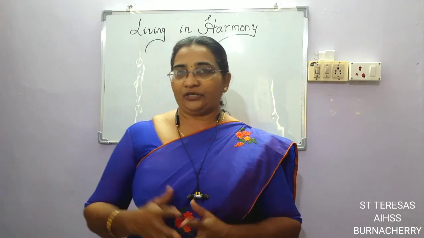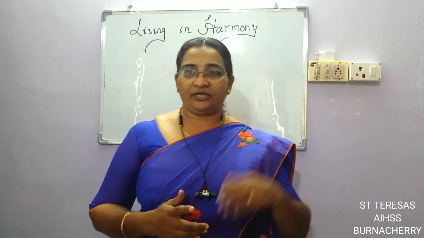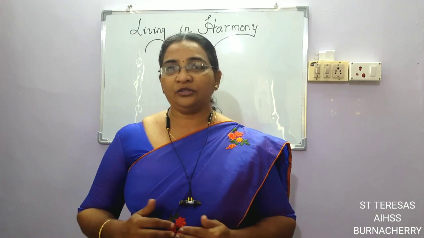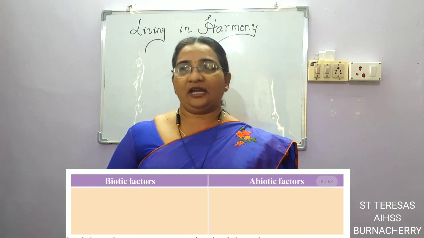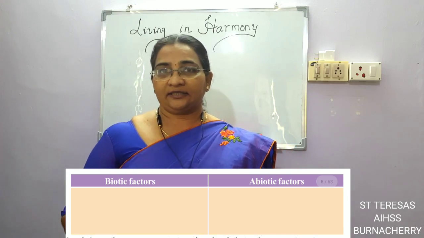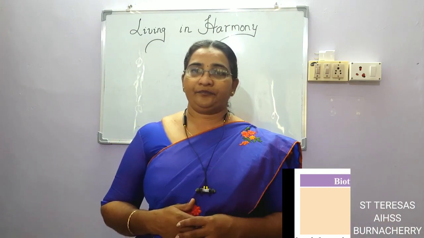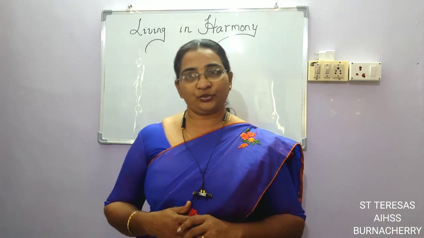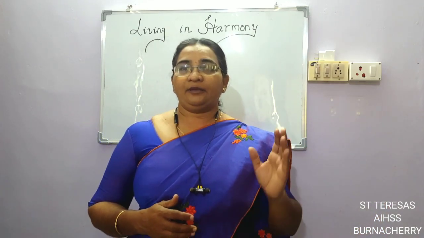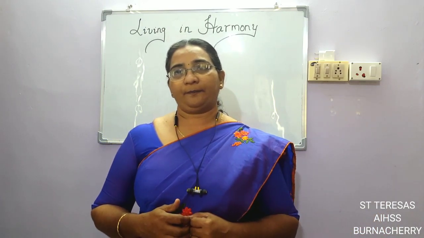So, if you take a pond or if you take an aquarium, there are biotic and abiotic factors in the pond and in the aquarium. So, now your work is to list down all the biotic and abiotic factors that are there in the aquarium and also in a pond. Okay, so that is one work you have to do. Write down the biotic and abiotic factors of the aquarium and biotic and abiotic factors of the pond where the fish is living in.